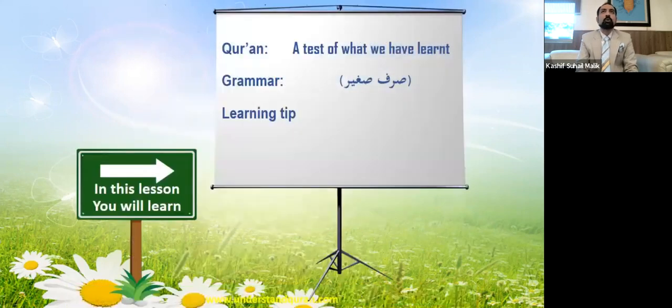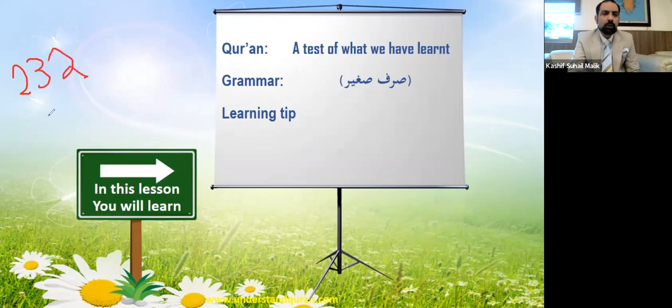So what we are going to do in today's class is, we have completed our task in the previous lesson. In lesson 19, we have already achieved the target. The target was to learn, with the help of 232 words, we have added 41,111 words in our vocabulary. Now that target we have already achieved.